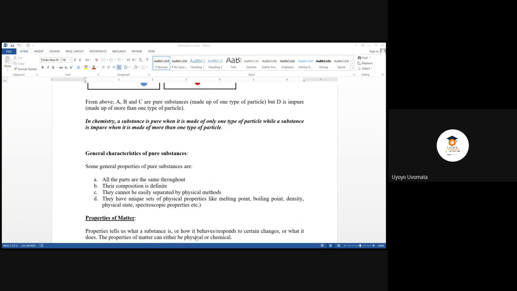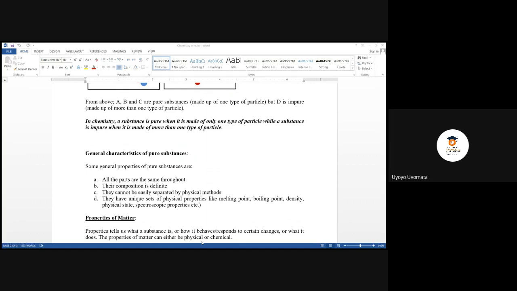In the course of more studies in chemistry, as you follow our classes, you will get to understand what we mean by each of these properties. Don't forget, a pure substance has unique sets of physical properties, and those properties are definite.